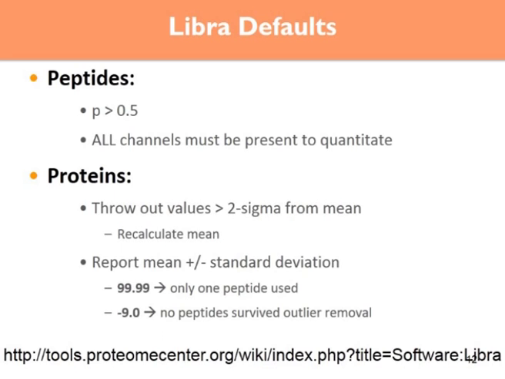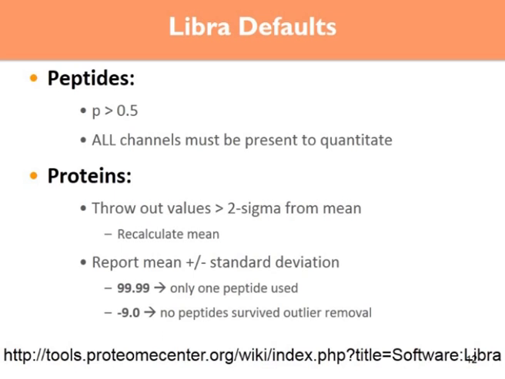Another caveat of this is that in order for it to quantify, all channels that you're looking for must be present. So if you're doing an iTRAQ 8 and it only finds 7 peaks of the 8, it will just declare, I can't do a ratio.